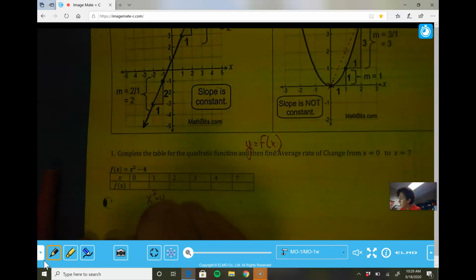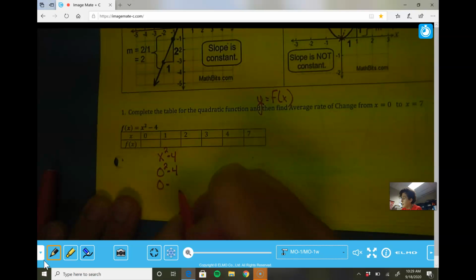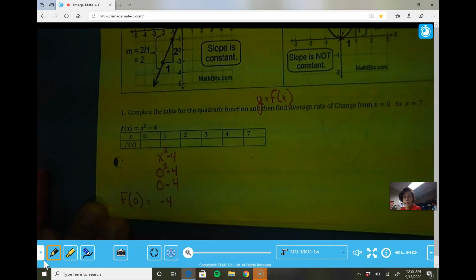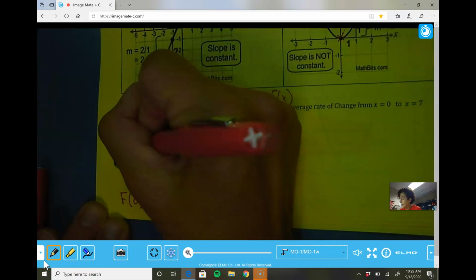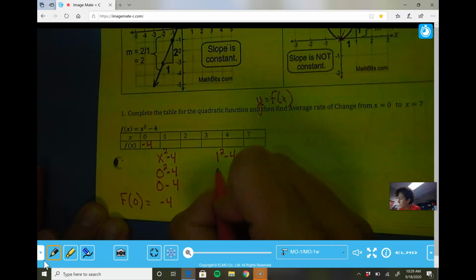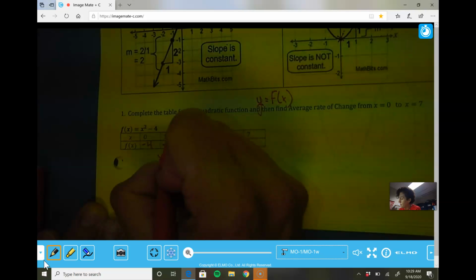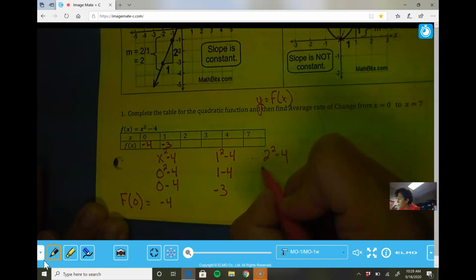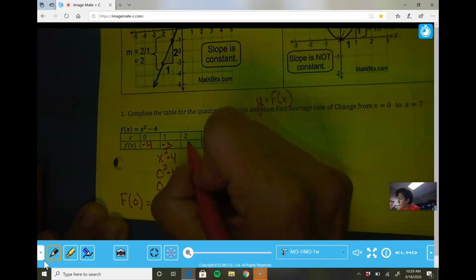But anyway, I'm going to put 0 in there. 0 squared, take away 4. I do my exponent, that's 0. And then 0 take away 4 is -4. So if x is 0, my function gives me an answer of -4, or y is -4. I'm going to do the same for 1. 1 squared, take away 4. 1 squared is 1, take away 4, and I get -3. I'll put 2 in, so 2 squared, take away 4. That's 4, and 4 take away 4 is 0.